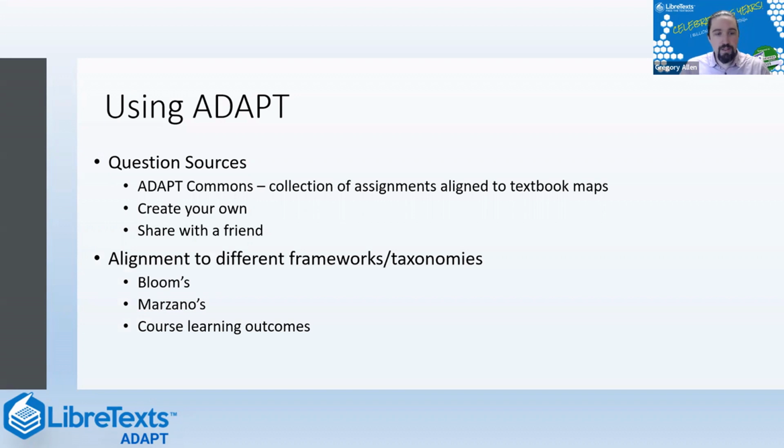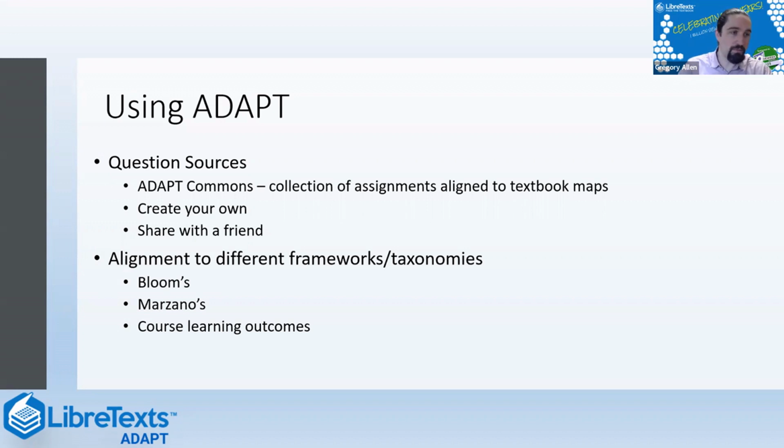And I think one of the nice things about the ability to create and find these questions is that then there's an ability to think about how you tag or align these questions to a framework or taxonomy. And so what do I mean by that?